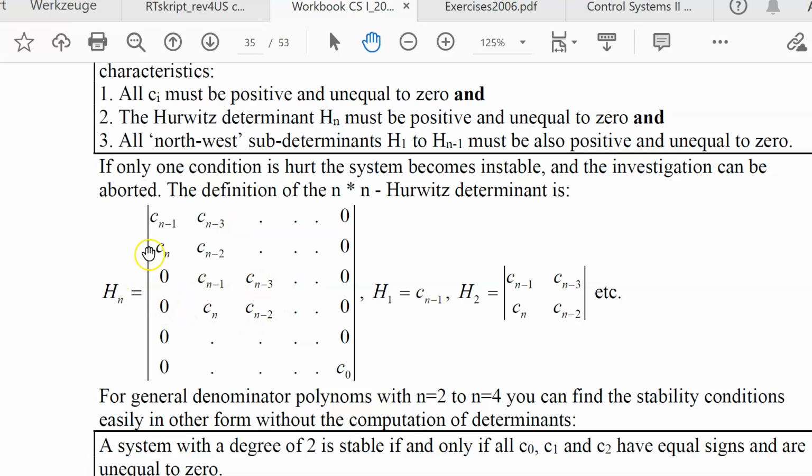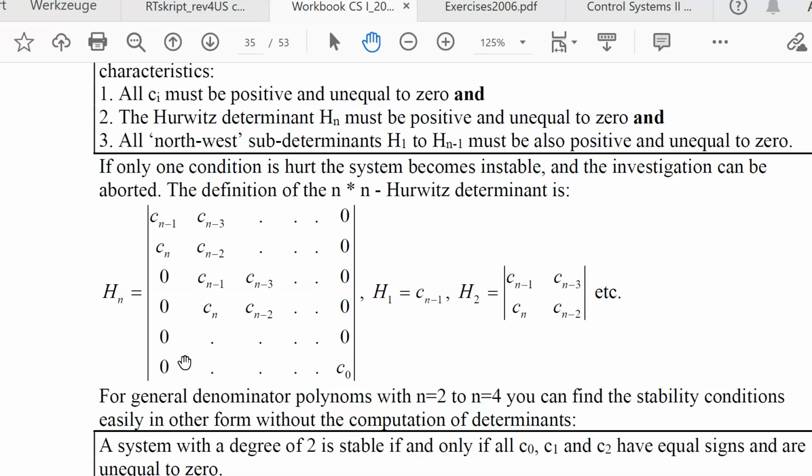Fourth row is a copy of the second row shifted 1 cell to the right. Fifth row is the third row shifted 1 cell to the right. Sixth row is the fourth row shifted 1 cell to the right, and so on. So this is a simple order. If you have done this one time, I think you can understand the filling rule.